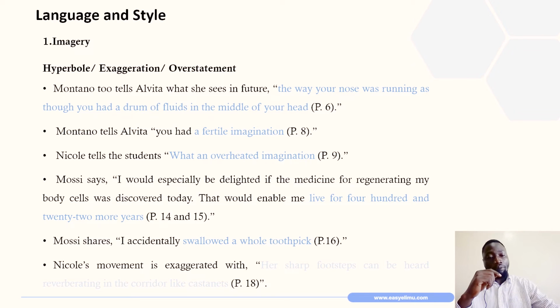All right, now another illustration is that Nicole's movement is exaggerated. We are told that as she walks, her sharp footsteps can be heard reverberating in the corridor like castanets. The sound produced by the sharp footsteps is compared to castanets, and it is exaggeratively used because the two cannot produce similar reverberating sounds. So that is also another element of exaggeration.